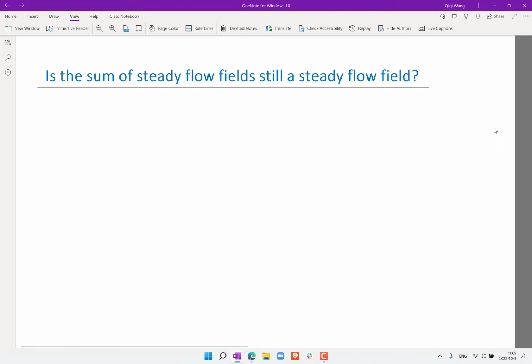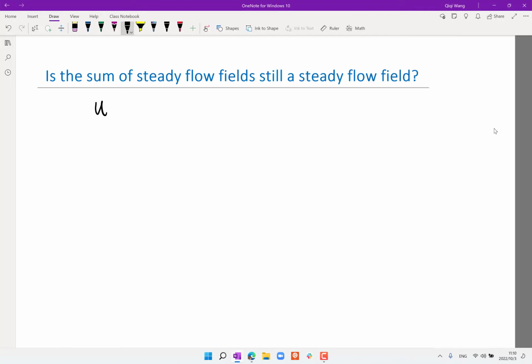Yes? I'm leaning towards yes, I would say. Okay. And do you have any idea of why you are leaning towards yes? Yes, like let's say you have one that's purely in the x and one that's purely in the y. If you add them together, you get another straight flow field. You should have a kind of tendency. All right, so you're giving an example that is actually a perfectly valid example.